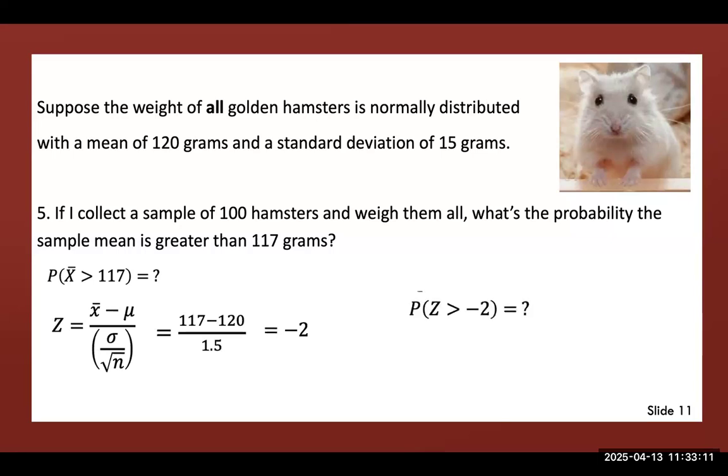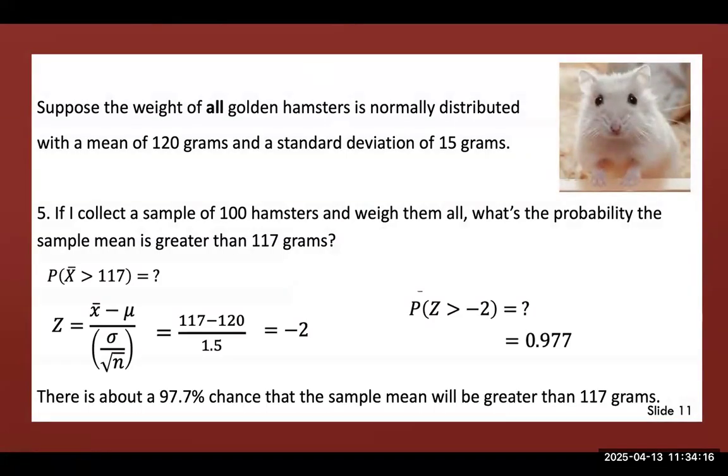So the probability x bar is greater than 117 is the probability z is greater than -2. So pull out your z table, look for -2, or you could use Microsoft Excel, but just remember that the z table in Microsoft Excel gives us the probability z is less than -2, and you have to subtract it from 1. So double check that you can get the correct final answer, which is 0.977. So there is about a 97.7% chance that the sample mean will be greater than 117 grams.